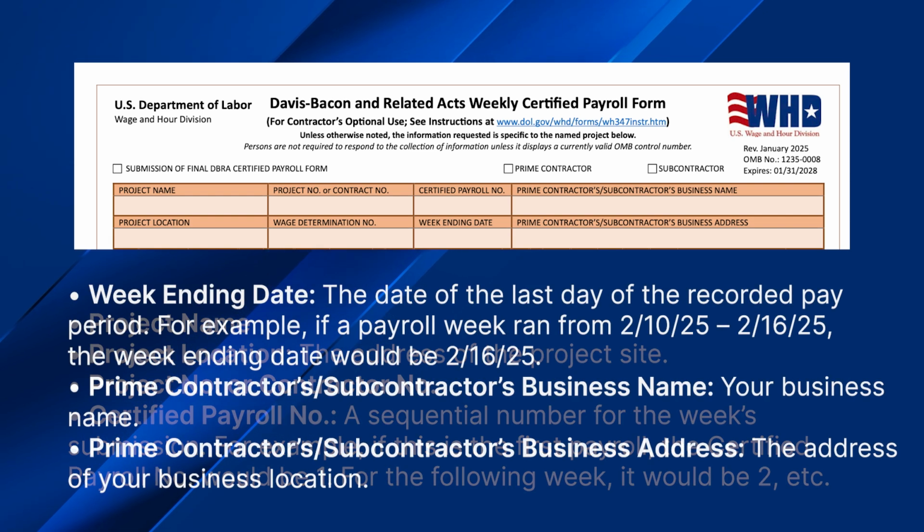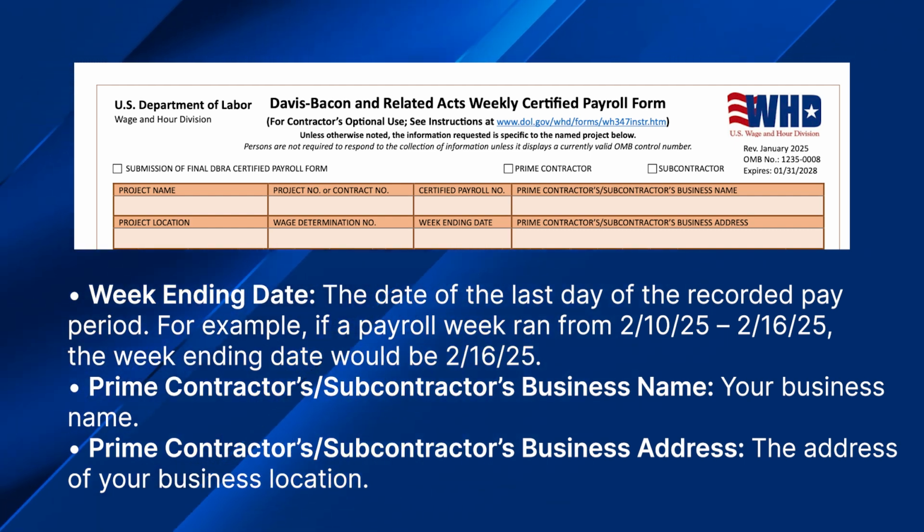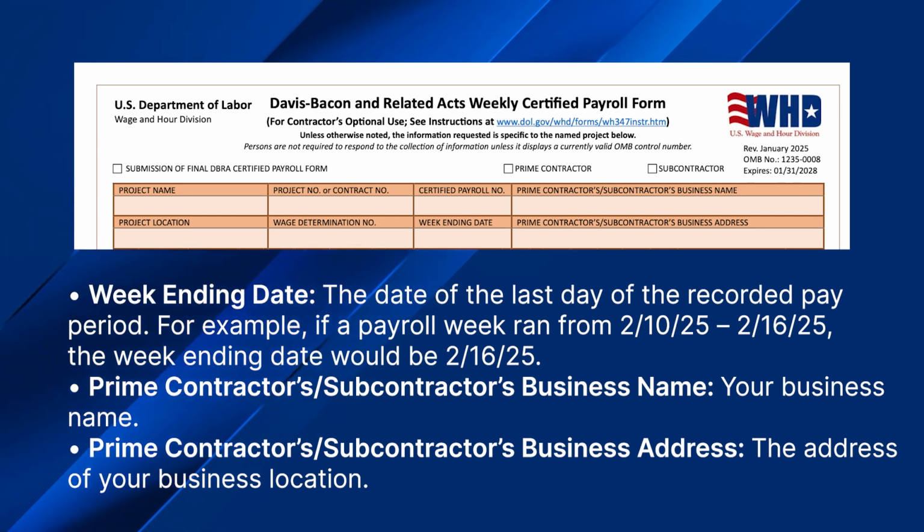The next box is the week ending date. This is the date of the last day of the recorded pay period. For example, if a payroll week ran from February 10th, 2025 to February 16th, 2025, the week ending date would be February 16th, 2025. The prime contractor/subcontractor's business name would be your business name, and the prime contractor/subcontractor's business address would be the address of your business location.